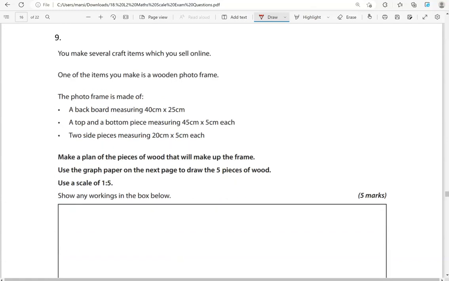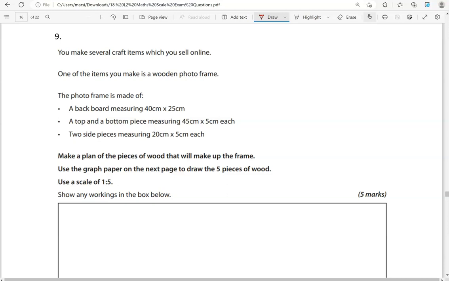You make several craft items which you sell online. One of the items you make is the wooden photo frame. The photo frame is made of a backboard measuring 40 centimeters by 25 centimeters, a top and a bottom piece measuring 45 centimeters by 5 centimeters each, 2 side pieces measuring 20 centimeters by 5 centimeters each. Make a plan of the pieces of wood that will make up the frame. Use the graph paper on the next page to draw the 5 pieces of wood. Use a scale of 1 to 5. Show any workings in the box below.